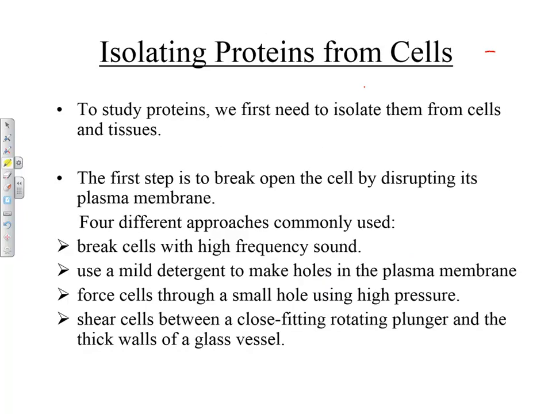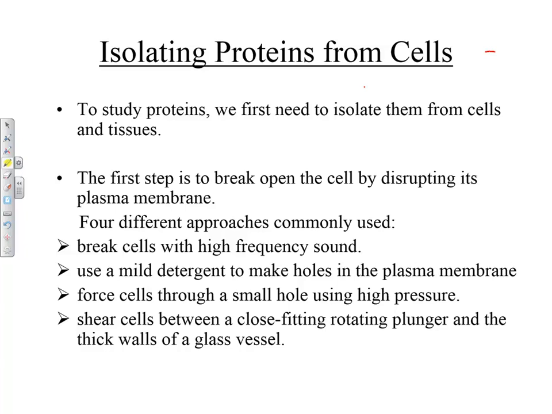All right. So now, in order to study proteins, right? Now proteins are actually inside cells, so you have to first isolate them from cells and tissues, right? I mean, nobody is going to come and just give you some protein and study. You have to get it from the cell. Okay, so you have to isolate the protein that you're interested in from inside the cell. So now the cell has a cell membrane. So the first step for protein isolation is to break open the cell by disrupting its plasma membrane or cell membrane. And 4 different approaches are commonly used.